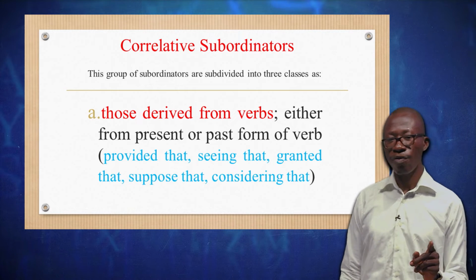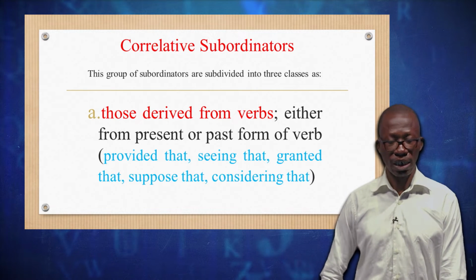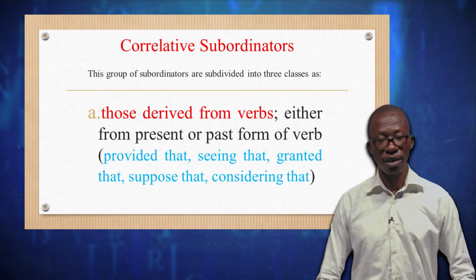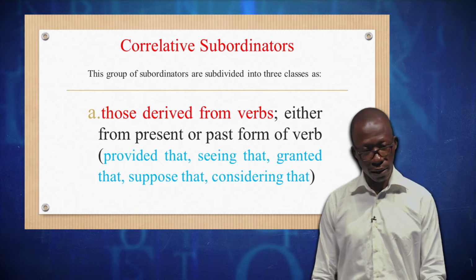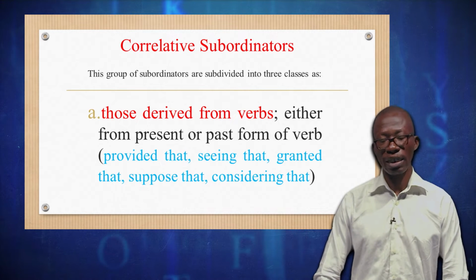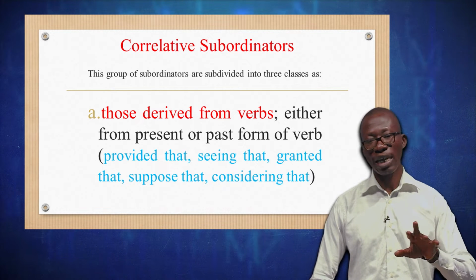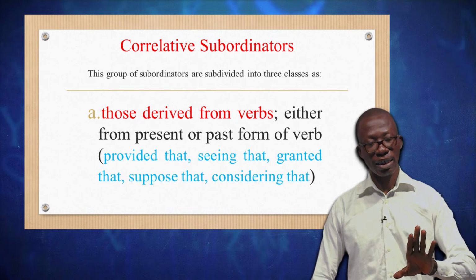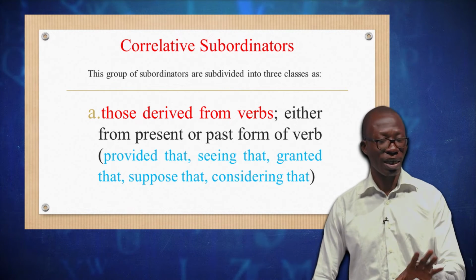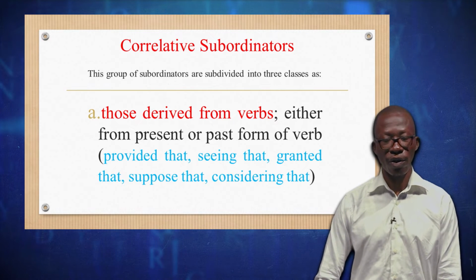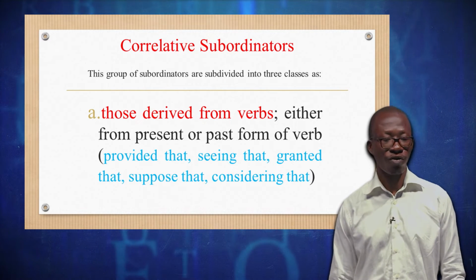Now, the verb could either be from a present or past form of a verb, as we have in provided that, which is past form of a verb, seeing that, which is in the present form, granted that, past form, suppose that, present form, considering that, present form. Remember, we are not looking at the subcategories of the 2 main types of tenses. So seeing that is a present form of verb. But of course, you can say it is in a present progressive form. We are not looking at those subgroupings. We are just looking at the main 2 tenses. So that's why we say it is either from the present or past form of a verb.